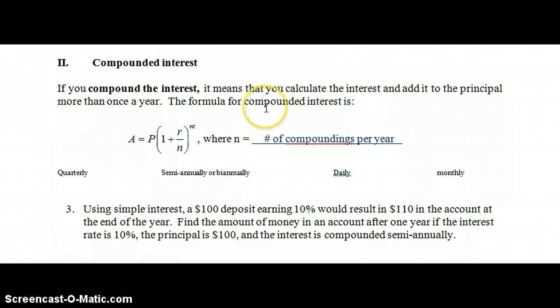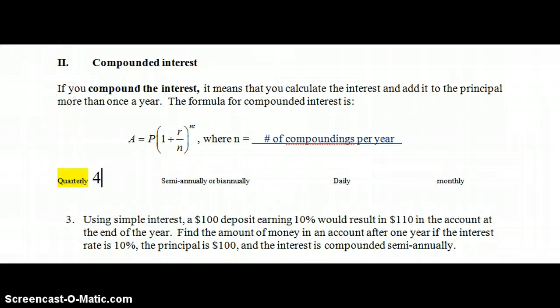it would result in $110 in the account at the end of the year. But if you compound it more than once a year, it means it's going to add in the interest, and then it's going to keep going, and then it's going to keep adding it in. So we do need to know what certain words mean. So if they use the word quarterly, think about it. How many times per year do you think that that is? All right, and we're going to get 4. When it asks you to compound it semi-annually, or they might use the word biannually, what that's saying is twice per year.